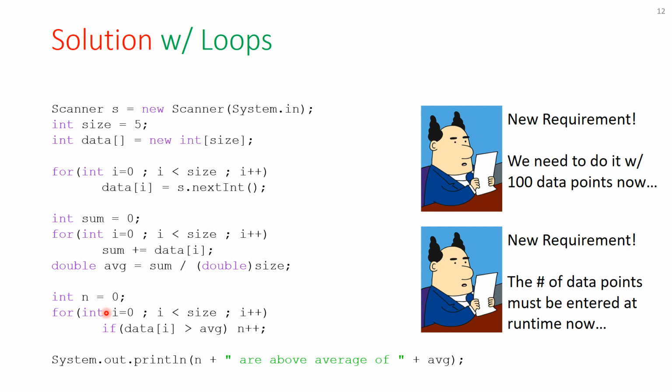So my scanner is the same. The size, which is the number of values the user is going to input, now it's a variable, which means that right now it's hard-coded, okay? But later, if I decide to do so, I can do System.out.println: how many values do you want to enter? And then create a scanner, read a value from the scanner, and then put it inside size.